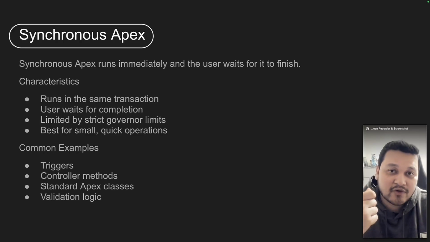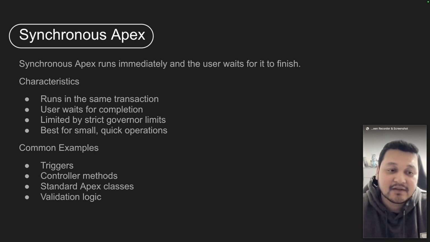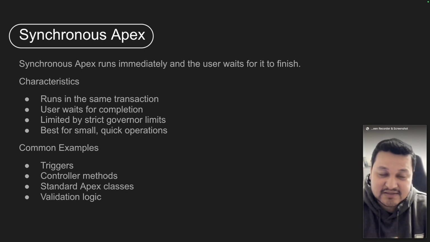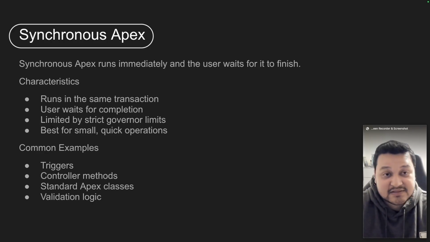Usually, when you save or update a record, you would see that spinner, and in the background your trigger or your flow will run, which you would have written. That's what synchronous Apex is. It runs in the same transaction, has lower governor limits, and it's best for small and quick operations. That's what your synchronous Apex is.